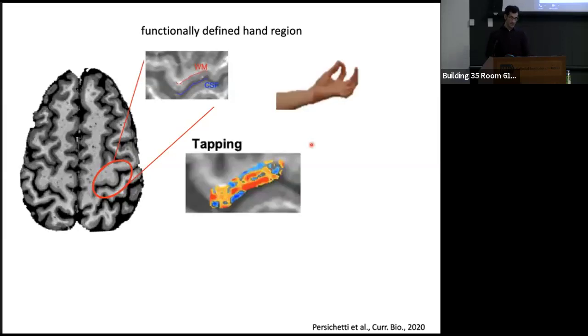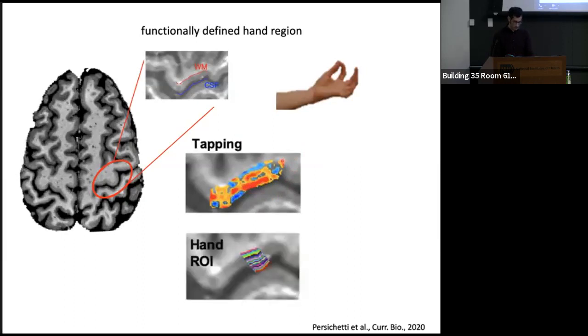And then we used our tapping condition simply as a functional localizer. So this is activation in one subject. And you can see in this region of M1 this clear double peaked response along a large swath of it. So we identify it, and then we go and we draw our layers across the cortex where this double peaked response is.